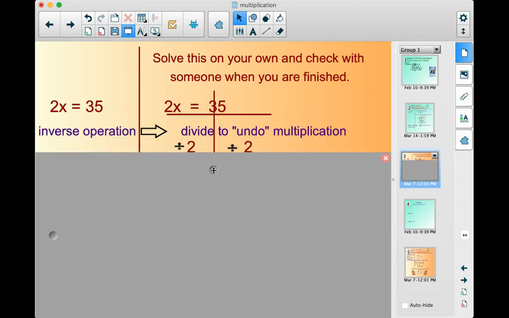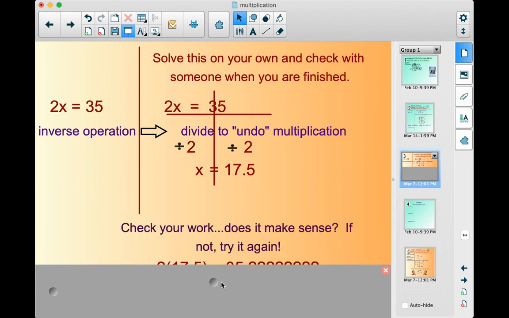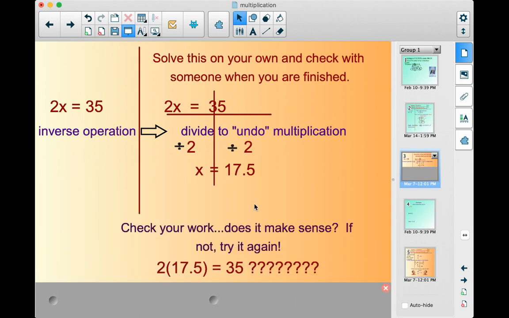All right, hopefully what you decided is you have to undo multiplying by 2 by dividing by 2. So you divide both sides by 2. 2 doesn't go into 35 evenly, but that's okay. We can deal with decimals and fractions. We have already dealt with those, so this will keep coming up. 35 divided by 2 is 17.5 or 17 and a half. Okay, check your work. Does it make sense?